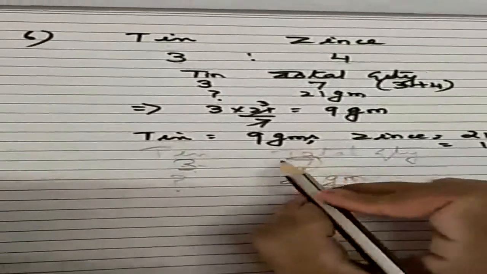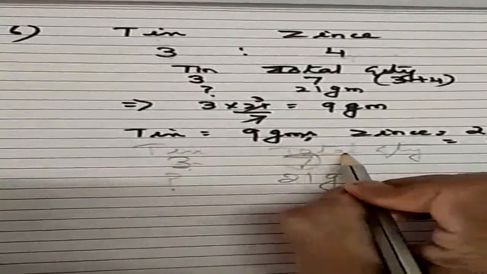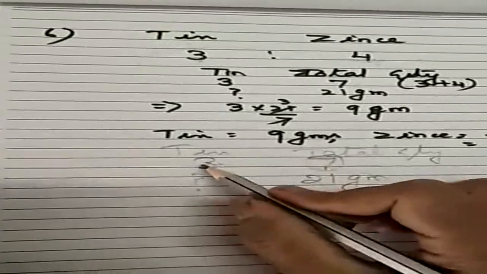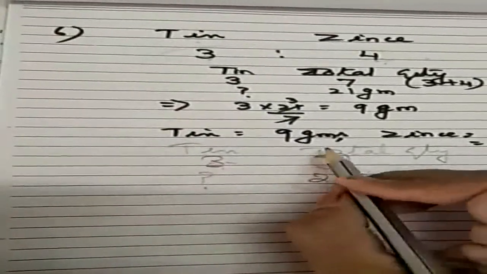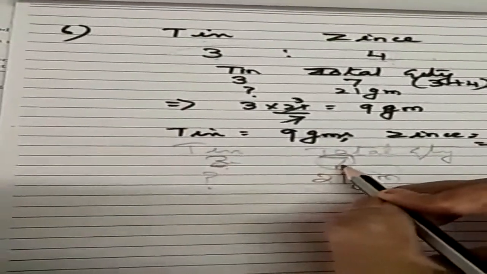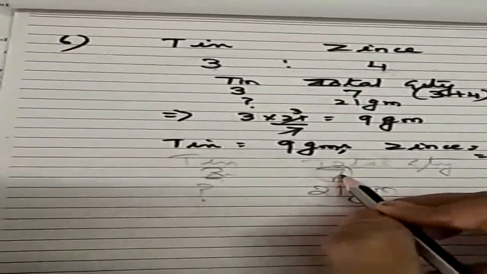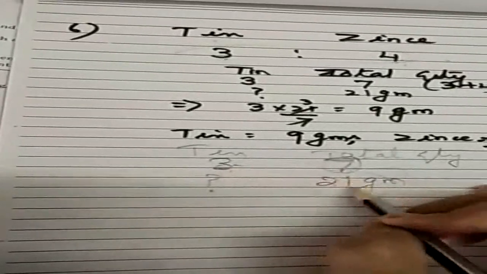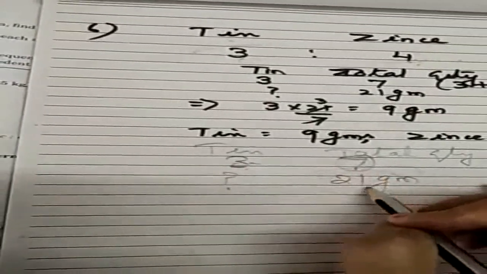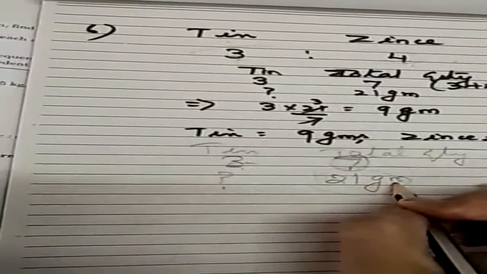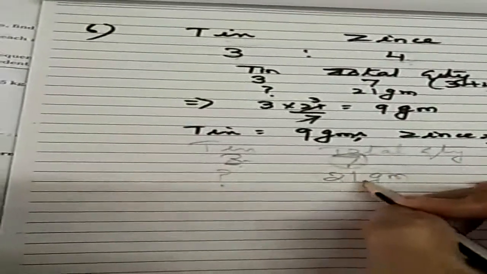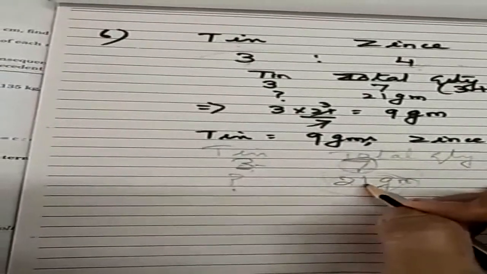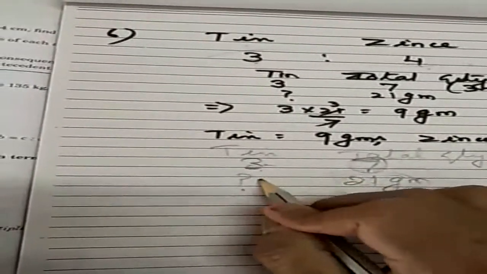Okay, hope you understand this. See, this tin and total quantity I have taken. The total quantity in the ratio is 7, because we know the tin's ratio is 3. So out of 7, the quantity of tin is 3. This is in the ratio, you know it. Now in weight, the total quantity of tin and zinc is 21 gram. Out of this 21 gram, how much is the tin?